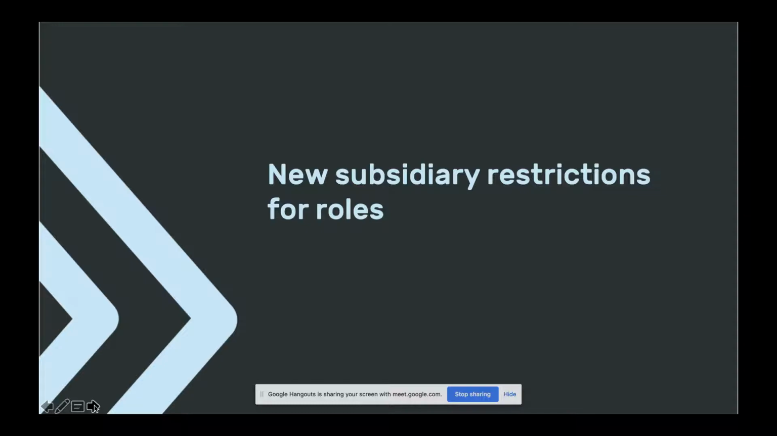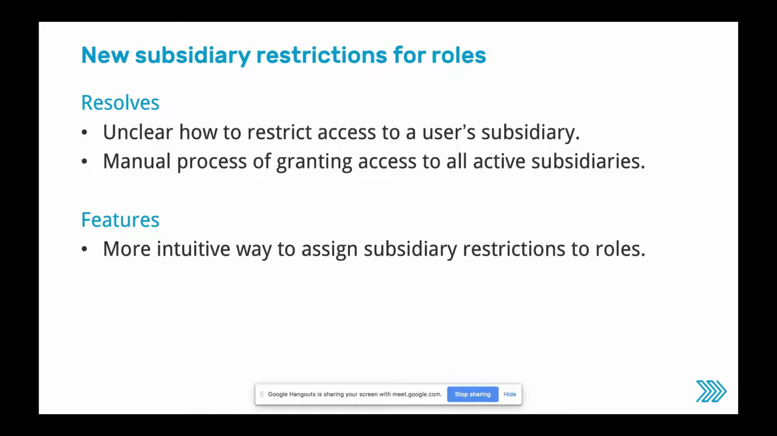So the second point in the agenda is the new subsidiary restriction for the roles. This functionality before, in the role setup, it was a bit unclear how to restrict access to a user's subsidiary. And also it wasn't possible to easily grant access for the user to only active subsidiaries. So if, for example, we were deactivating certain subsidiaries, it was really difficult to see if users can still access them, yes or no.